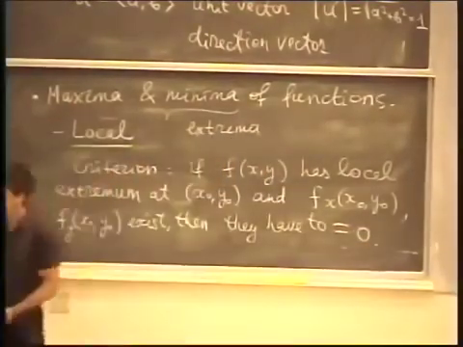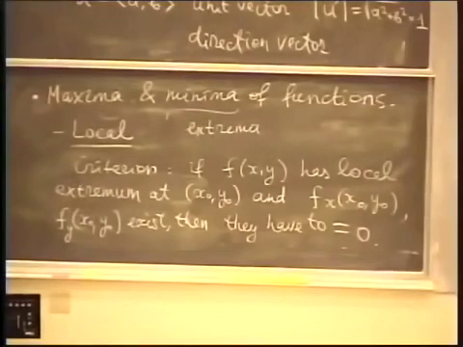So this is the first test. In other words, if it is a local minimum or maximum, and the partial derivatives exist, then they both have to vanish. The converse, however, is not true. If both partial derivatives vanish, it does not mean that it is a local maximum or minimum.